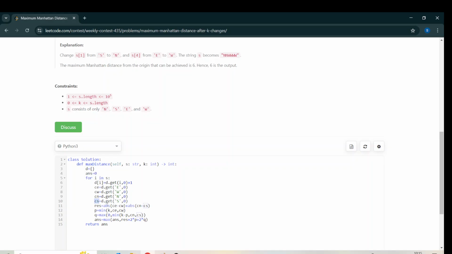Now our current result is the absolute difference between east and west, and the absolute difference between cn and cs. This is without any operations. Now p is the minimum of k, ce and cw. So we'll try to change k easts to wests, or p wests to easts. So the minimum of cw and k will be the operations we are doing on the east-west pair. And similarly q is the remaining number of operations, or the minimum of cn and cs. So we have got our p and q.